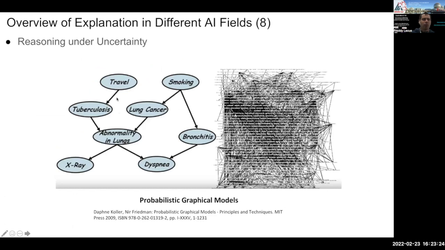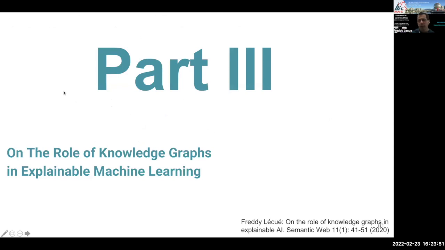And then you have all the work on reasoning and uncertainty, where you combine knowledge learned from data and knowledge from experts, and you try to recombine this as a causal graph, and compute explanations on such a big, large probabilistic graphical model. So that's some of the work I've been doing in this field.